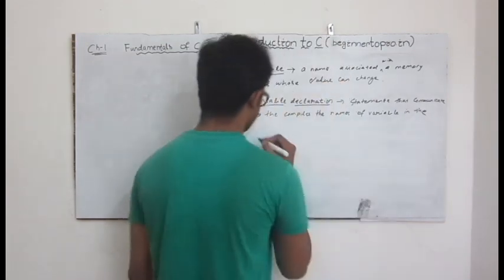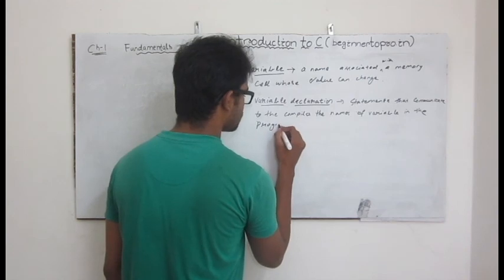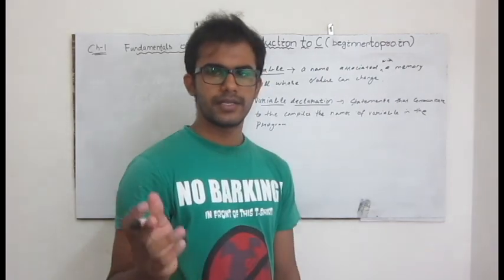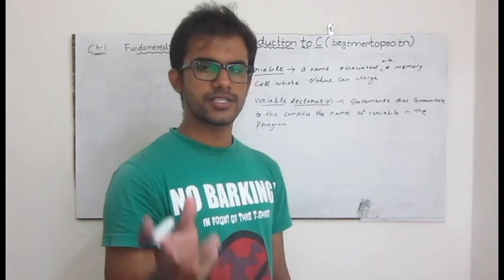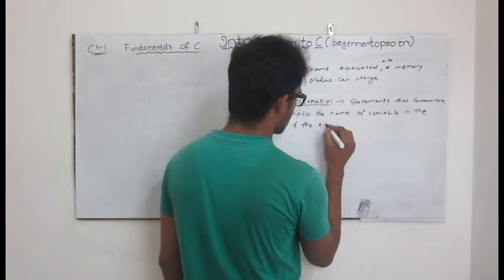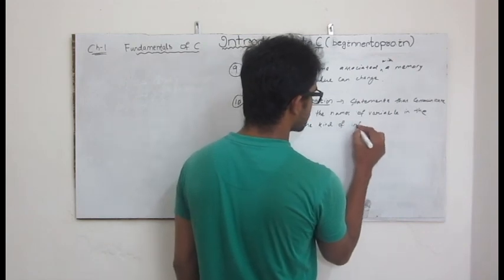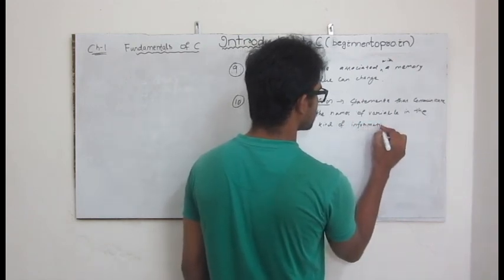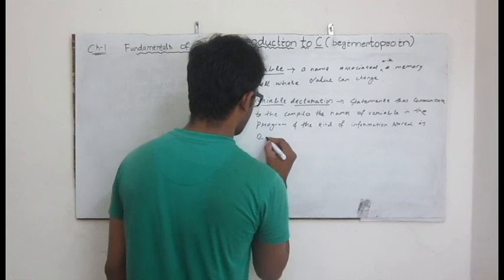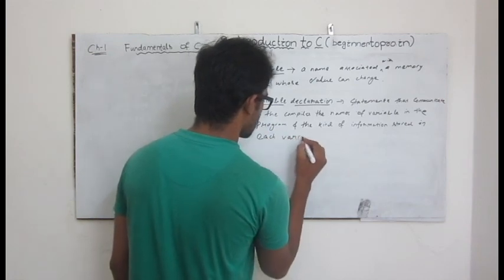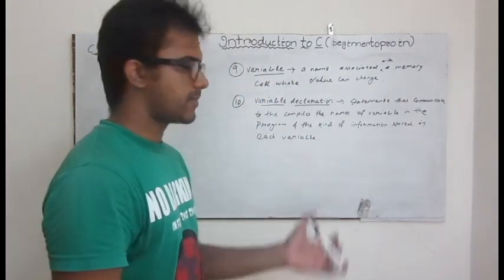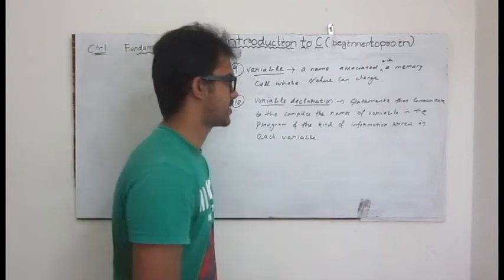Variables in the program. Statements that communicate to the compiler the names of variables in the program and the kind of information stored in each variable. Okay, from the statement itself, let's focus on what the statement says.